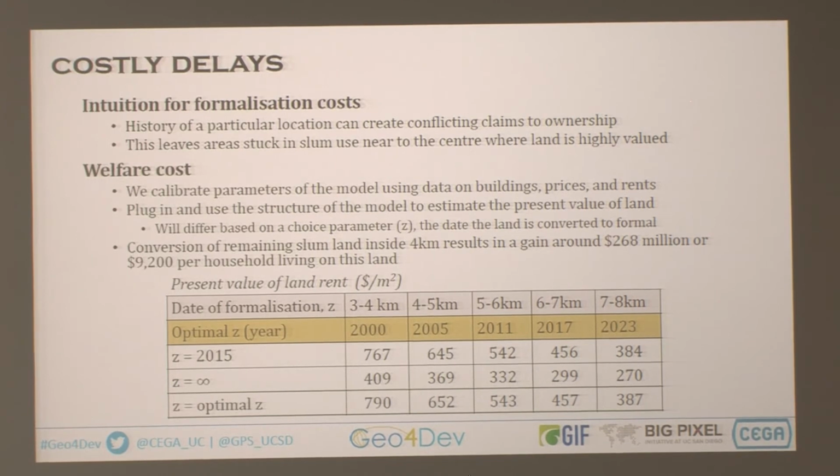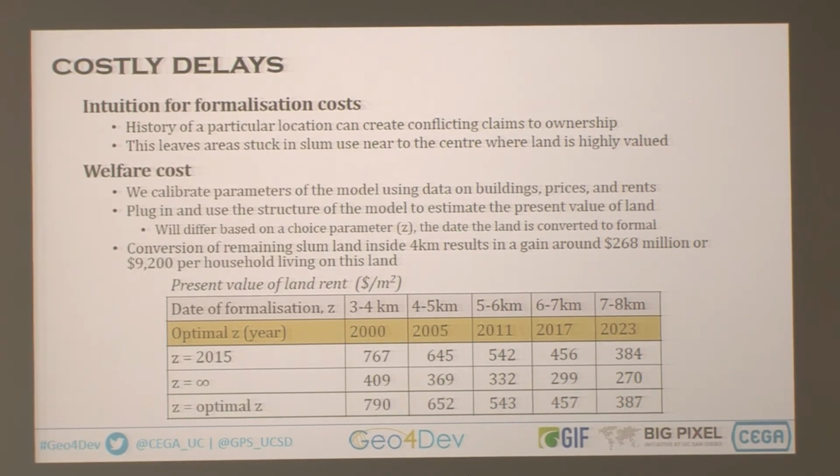And if we do this on the land from 3 to 4 kilometers using our calibrated data, we estimate that there are losses around 270 million on aggregate and about 9,200 per slum household on this land. And so typically these households are paying about $260 a year for their housing. So there seems to be a lot of room for improvement if we can manage to overcome some of these institutional costs.